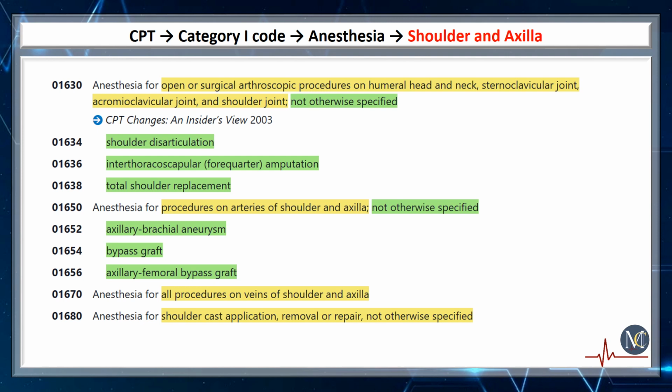Axillary artery is the main artery of the upper extremity. The femoral artery is the artery in the thigh. The provider performs anesthesia service for a patient undergoing a bypass graft procedure from the axillary artery to the femoral artery. Next code is 01670, anesthesia for all procedures on veins of shoulder and axilla. Next code is 01680, anesthesia for shoulder cast application, removal or repair, not otherwise specified.